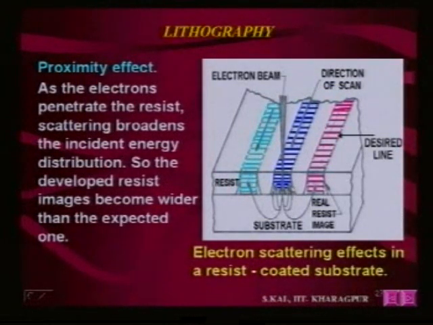After development, the image pattern will not be exactly the same as the desired line. Here it will be broadened. This edge and this edge will be broadened. Here and here it will be broadened. Similarly here, you see it has broadened. Here also it has broadened, because the back-scattered waves again expose this region. So the developed resist image becomes wider than the expected one. The expected one is what is shown at the top, this is the desired line, but the resist image is broadened from this point to this point. So that is known as the proximity effect.